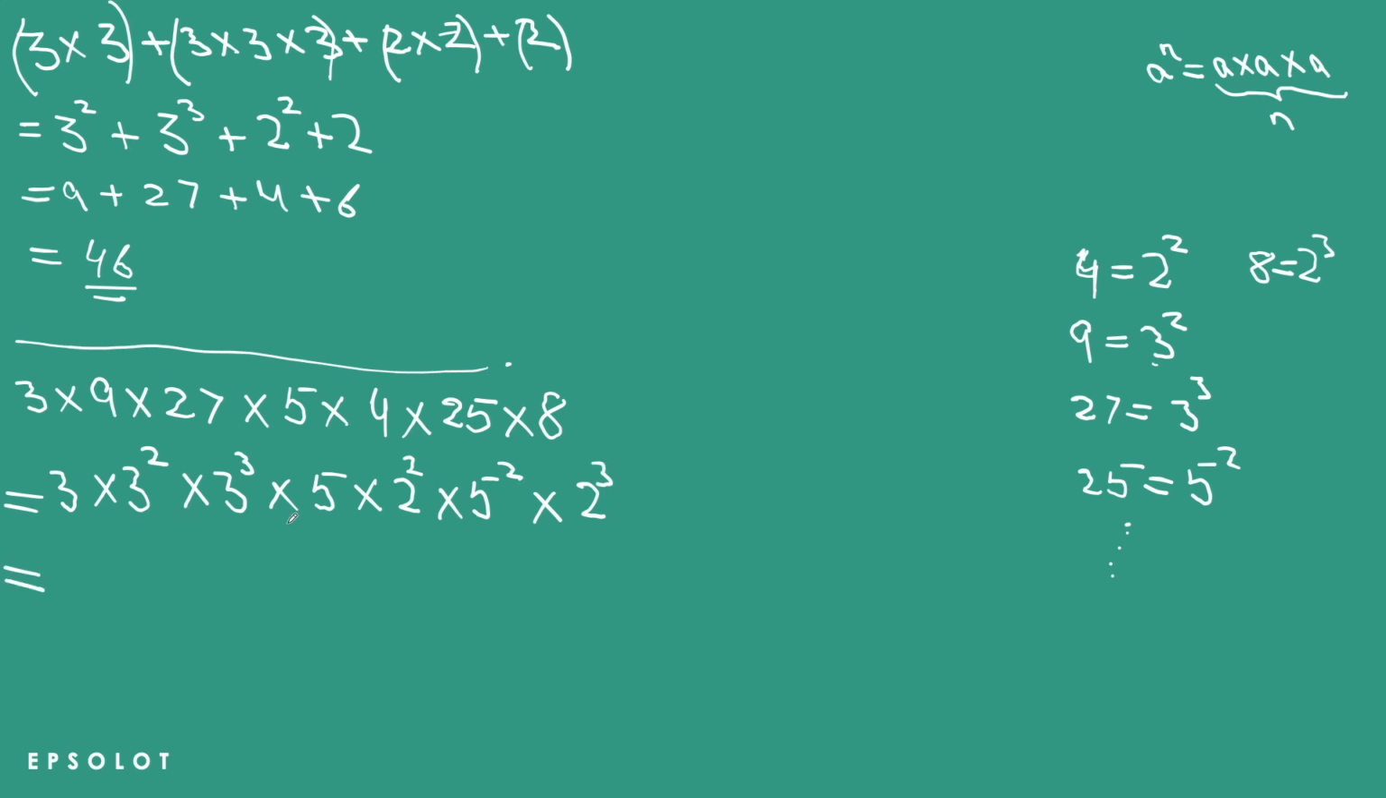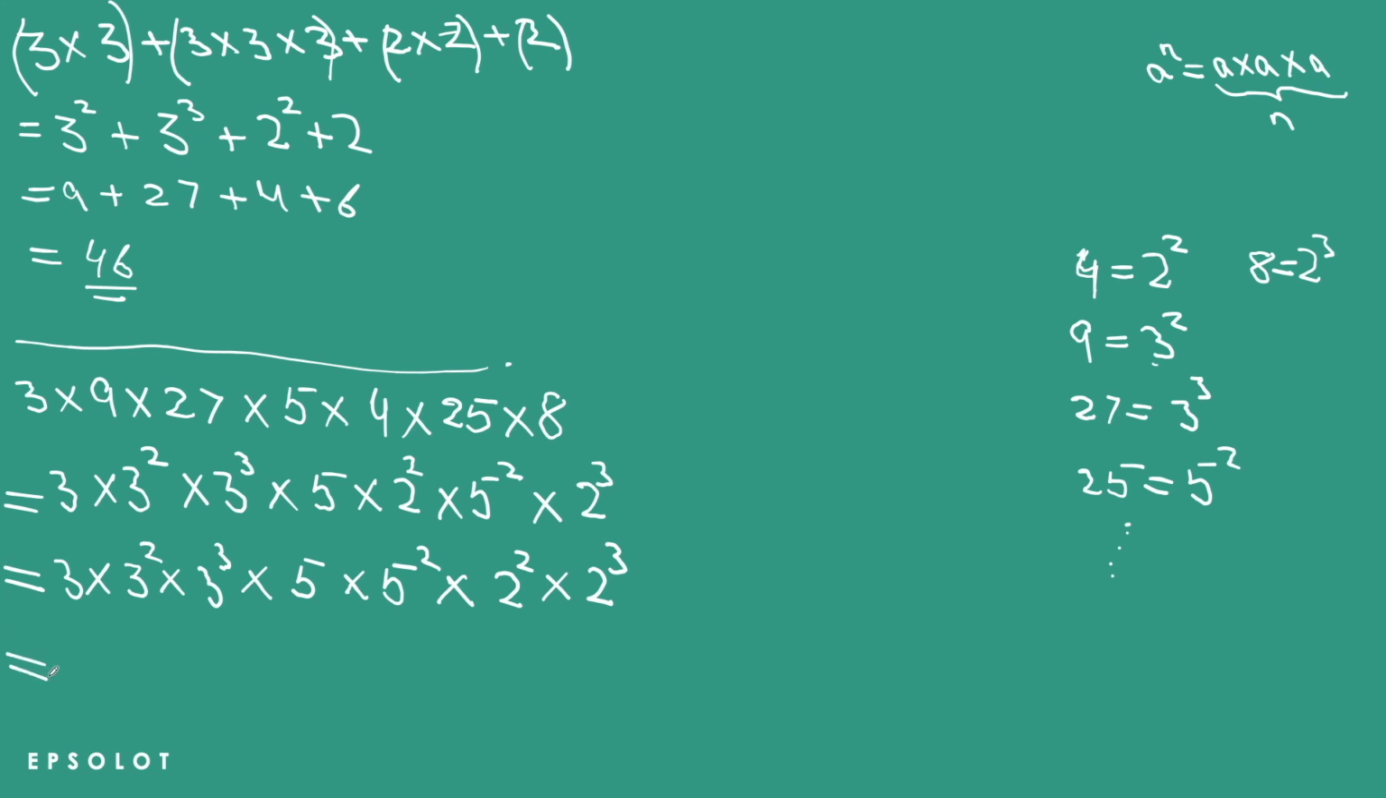Now since they're all being multiplied together, just like the previous example, that means we can move them around in the same line. So let's group all the 3's together. 3 to the power of 2 times 3 to the power of 3 times 5 to the power of 2 times 2 to the power of 2 times 2 to the power of 3.